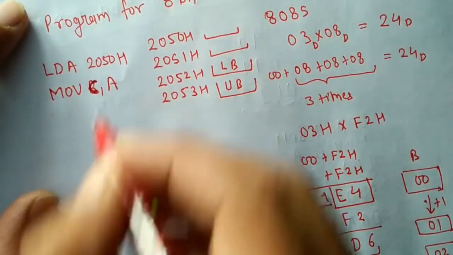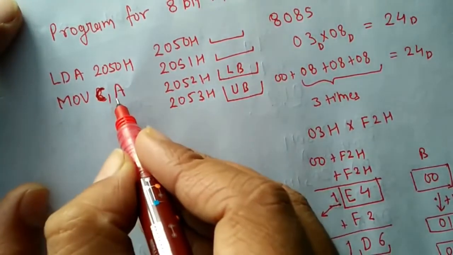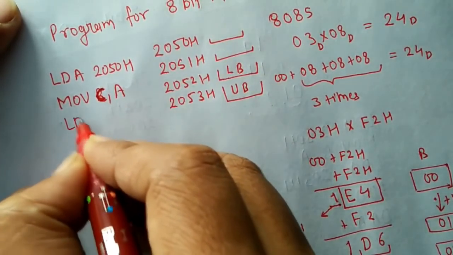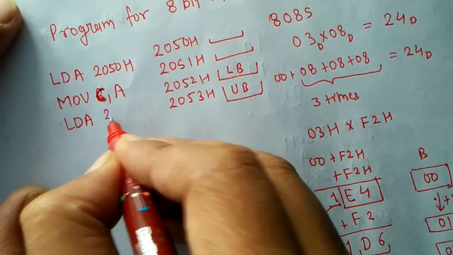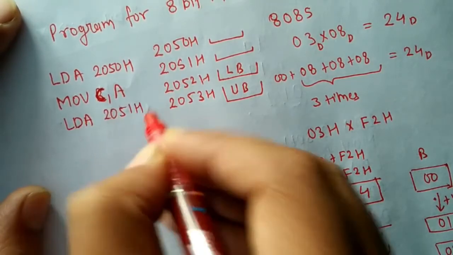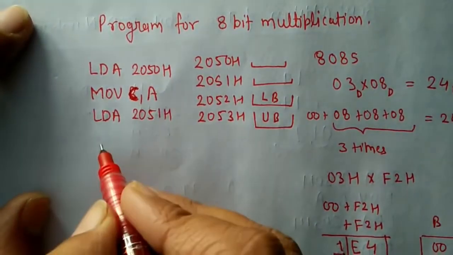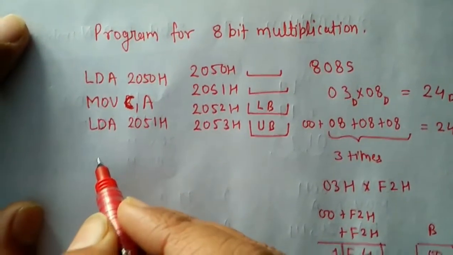We are taking a register C here. So we have kept the first value in register C, and after that again we will be using LDA 2051H. By writing this, we will get our second number into the microprocessor.